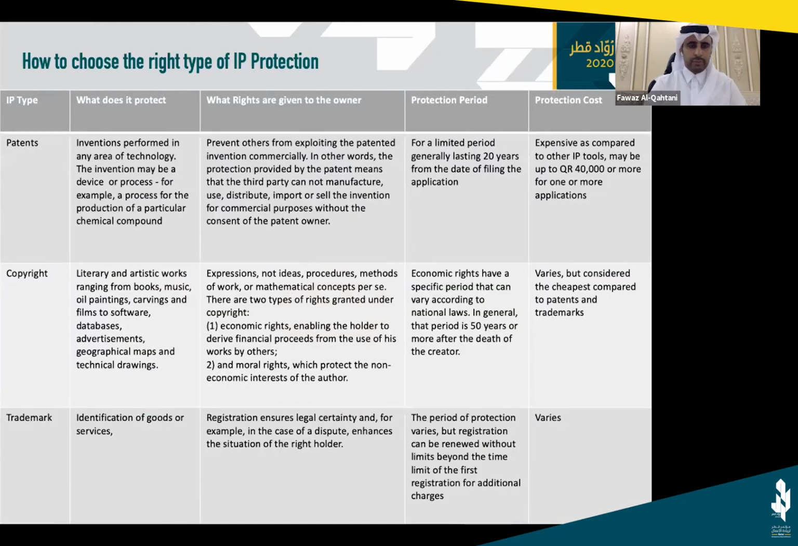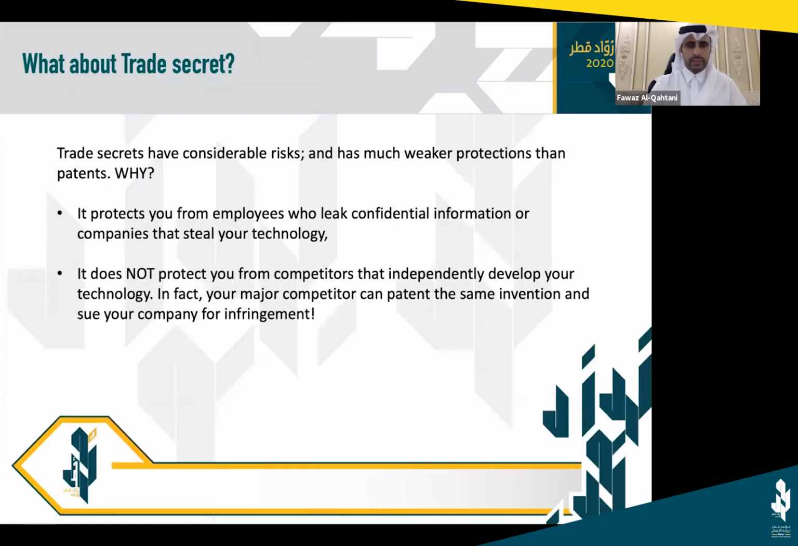How to choose the right type of IP? The IP we talk about is patent, copyright, and trademark. You can have a patent, copyright, and trademark at the same time. You can have a patent, a copyright of the software, of the text behind it, and a trademark of the product that you are building. As for the protection periods, a patent lasts 20 years, copyright 75 years, and for trademarks the period varies, but I think registration needs to be renewed based on the country you are registering in.